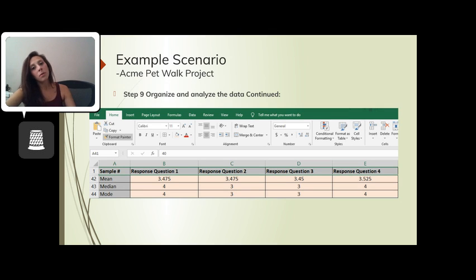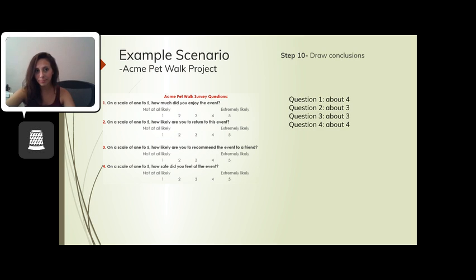So what happens when we analyze the data? Well, I kept it really simple again, just did mean, median, and mode for each question. As you can see, I used Excel to just basically populate those numbers for us, make it easy peasy. So now here's the fun part. We're going to draw our conclusions at the end.